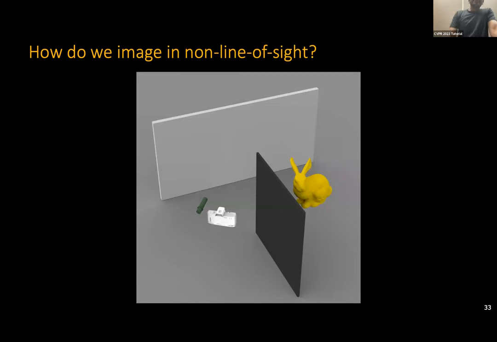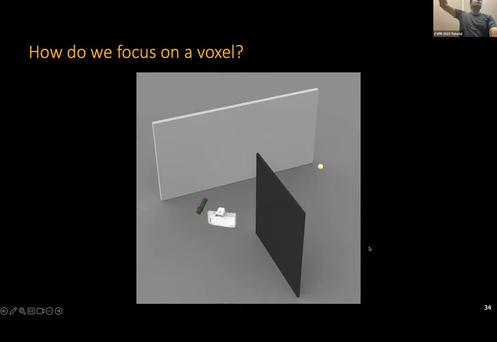By the way, the detectors that we used for non-line of sight imaging were all single pixel detectors, which means they have only one pixel, they don't have an array. So we are going to see how we can focus on a point voxel and then scan the hidden volume. I'm going to show how we can focus on a voxel and then we'll just scan that entire 3D volume to image around the corner. Does that make sense? Okay.